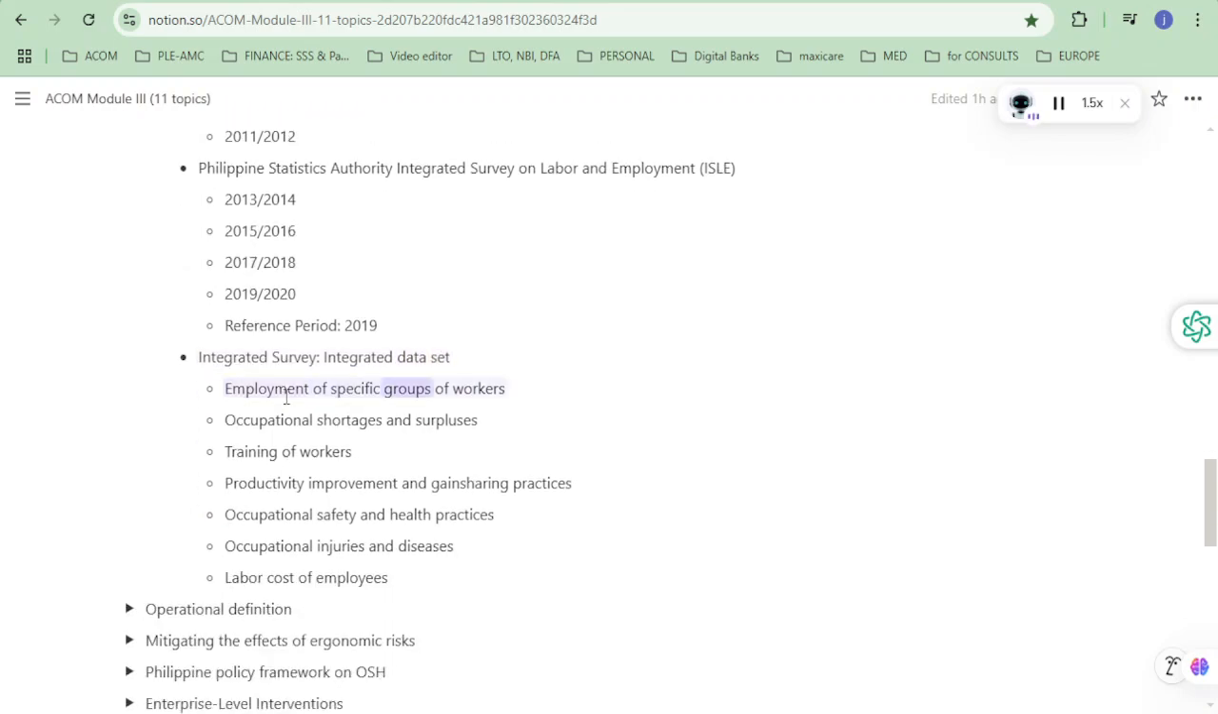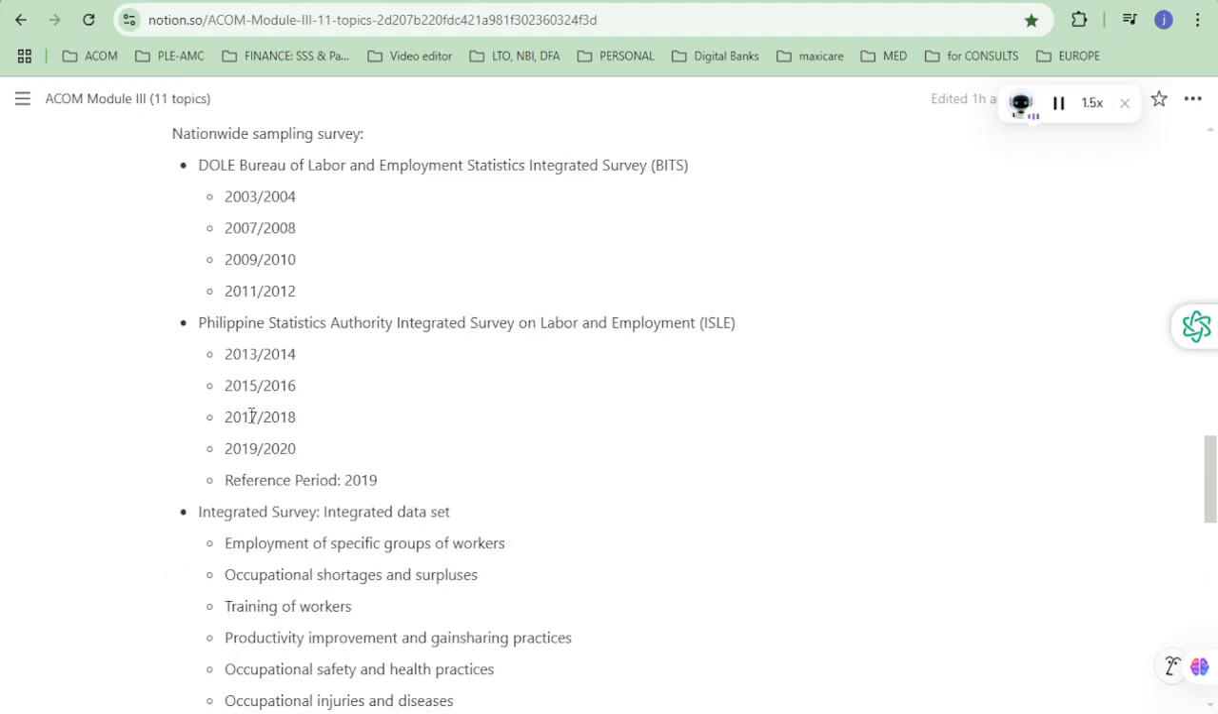Employment of specific groups of workers. Occupational shortages and surpluses. Training of workers. Productivity improvement and gain-sharing practices. Occupational safety and health practices. Occupational injuries and diseases. Labor cost of employees.